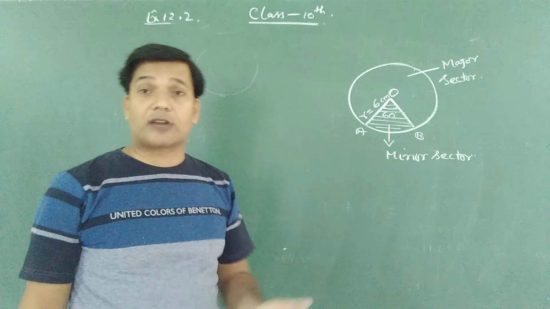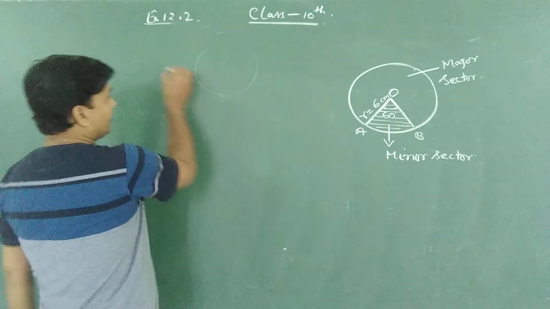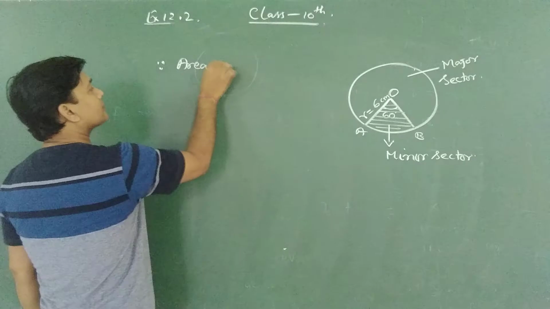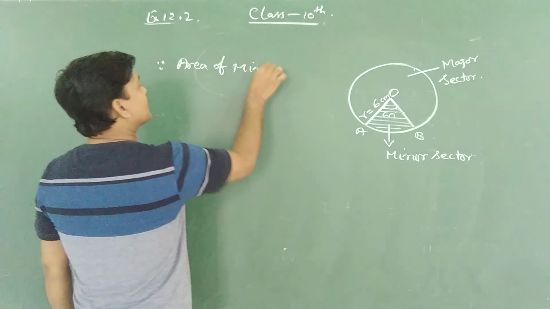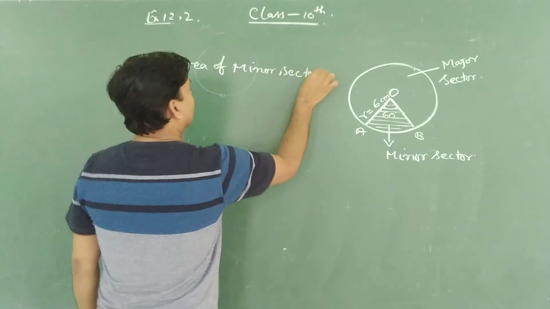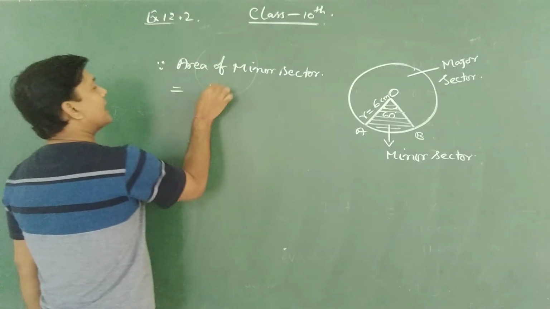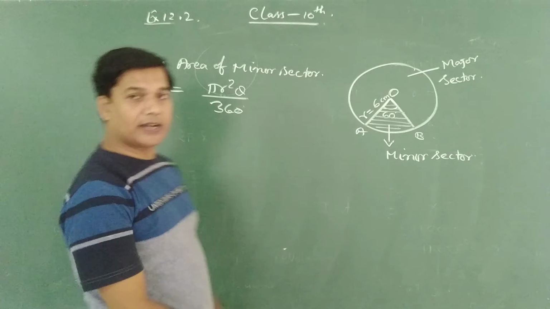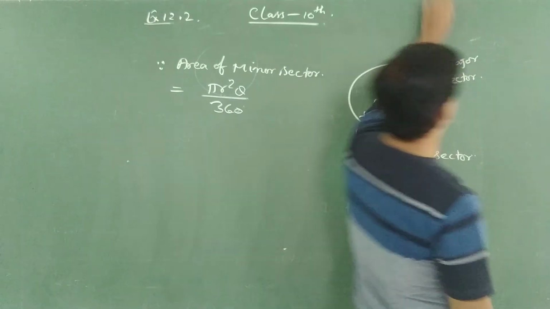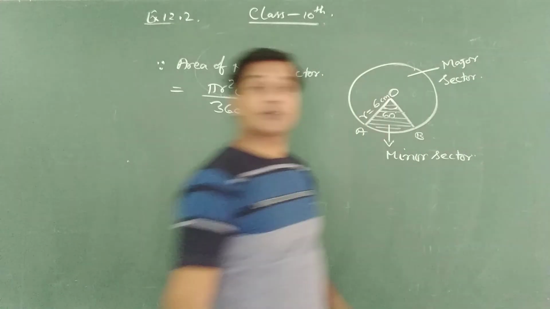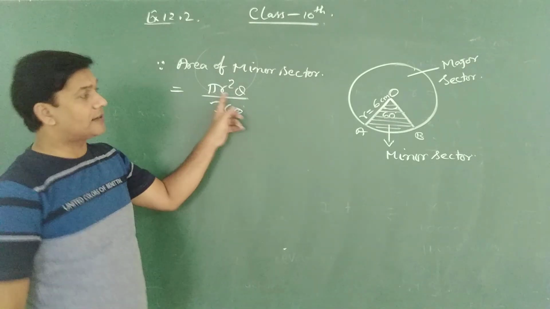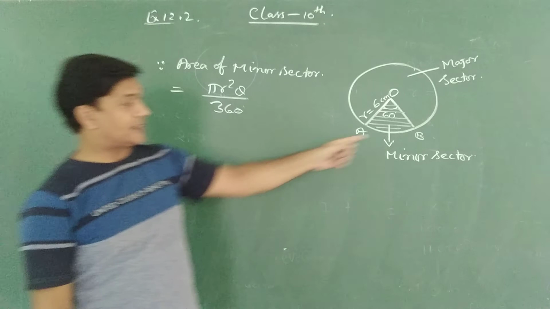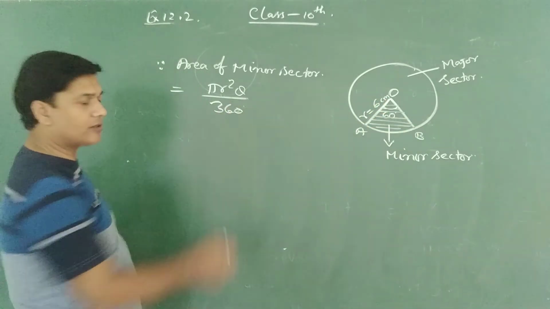So how can we calculate the area of this minor sector? You know that the area of minor sector is given by pi r square theta upon 360. This is the formula used to find out the minor sector. And for that, substitute the values. Now, what is the radius here? 6. And what about the angle theta? It is 60. Substitute these two values, you will get the answer.